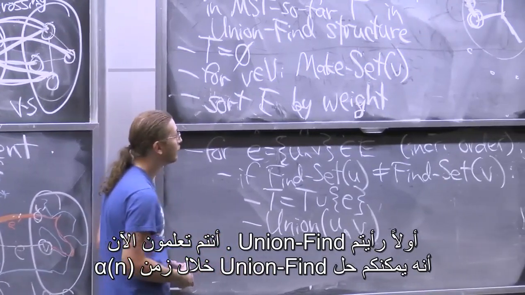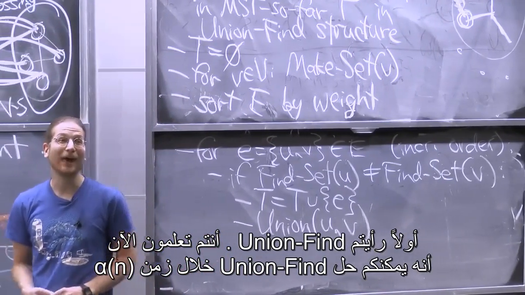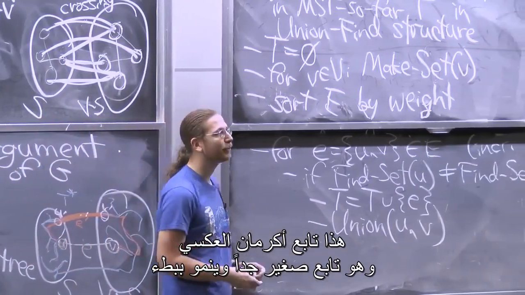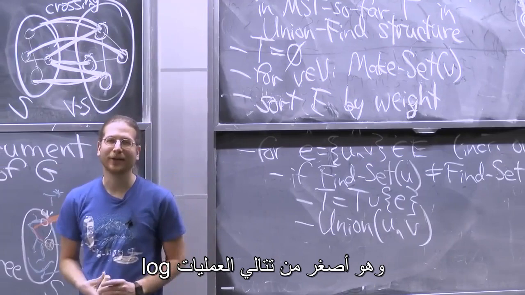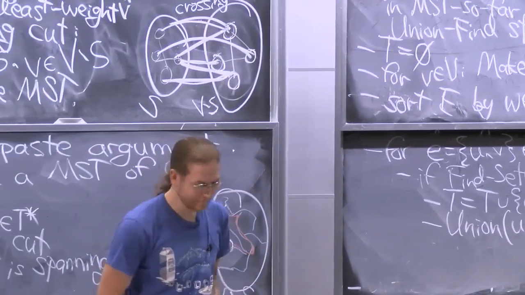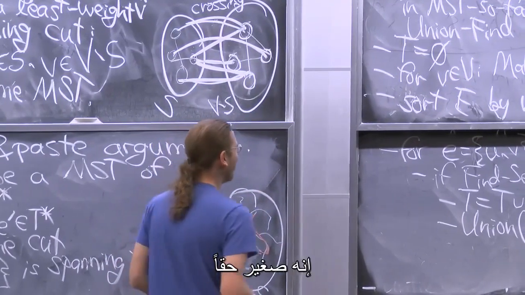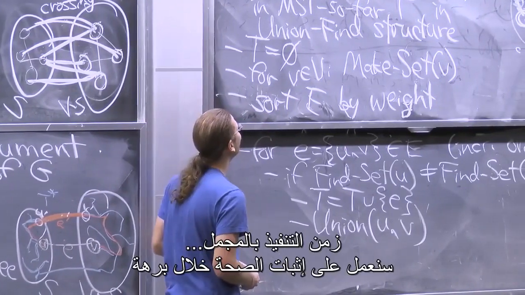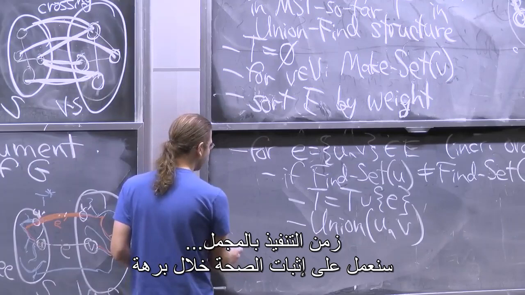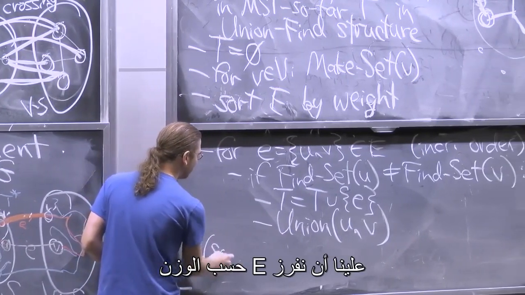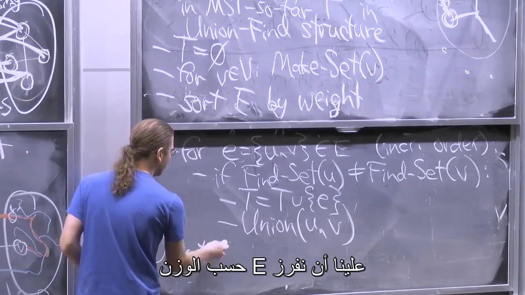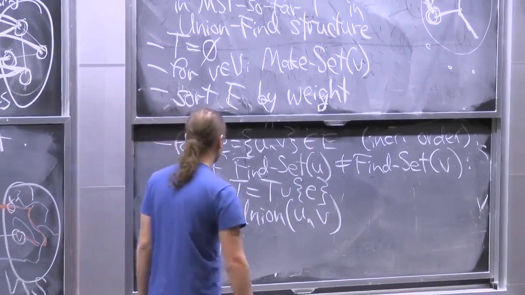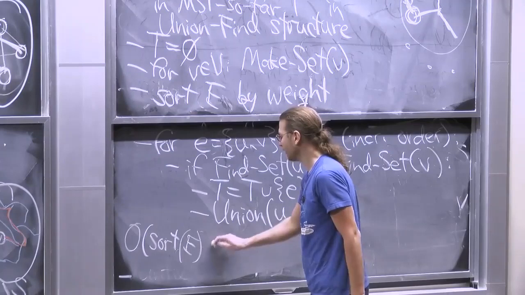First, you saw union find. Now, union find, you know you can solve in alpha of n time, the inverse Ackermann function, a super, super tiny, slow-growing function, smaller than log log log log log log log. Really small. But we have this sorting, which is kind of annoying. So the overall running time, we'll worry about correctness in a moment. We have to sort E by weight. So I'll just call that sort of E.